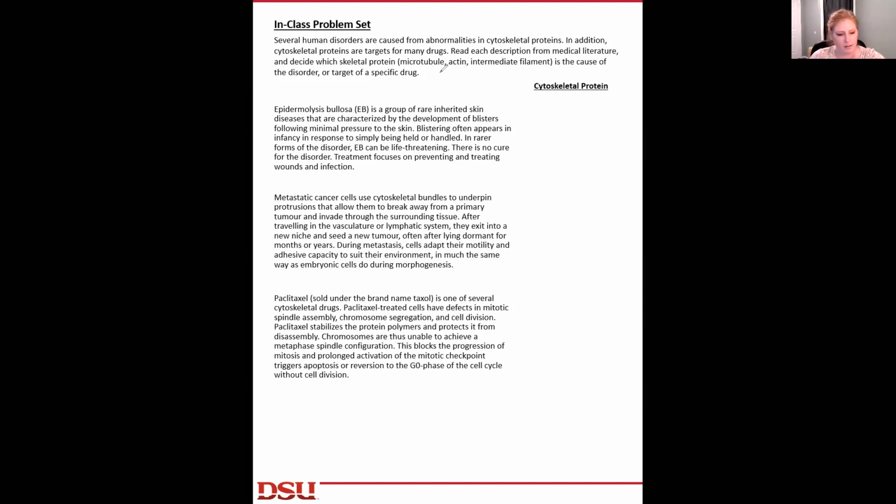Okay, now I'm going to assume that you came back. So let's look at this. Epidermolysis bullosa, abbreviated EB, is a group of rare inherited skin diseases that are characterized by the development of blisters following minimal pressure to the skin. So light touches and you get blisters. Blistering often appears in infancy in response to simply being held or handled. In rarer forms of the disorder, EB can be life-threatening. There's no cure, and treatment focuses on preventing and treating wounds and infections.